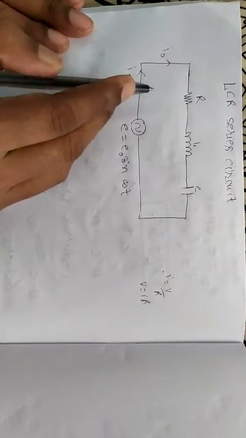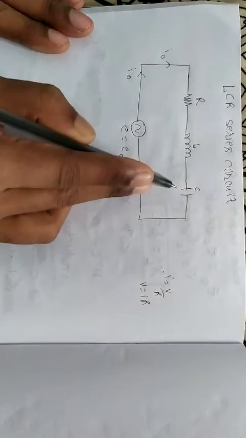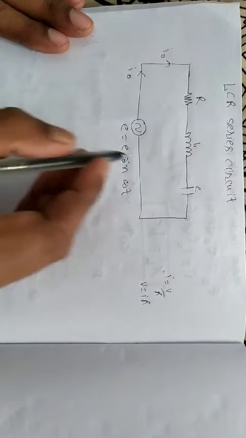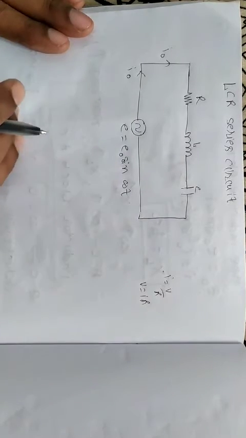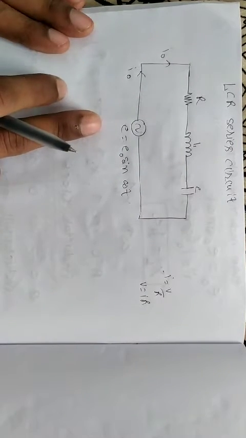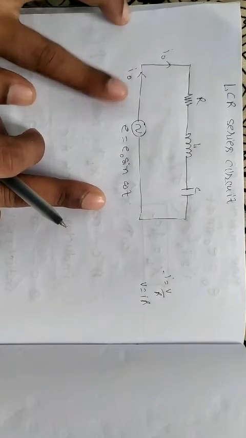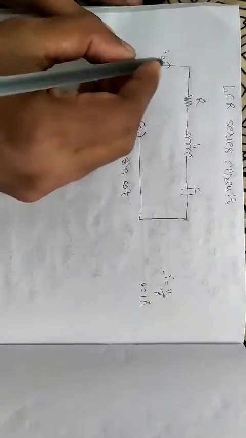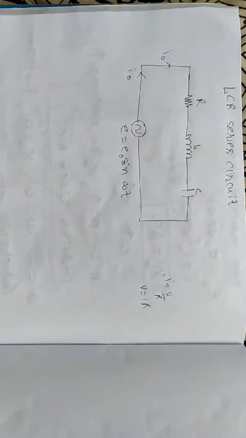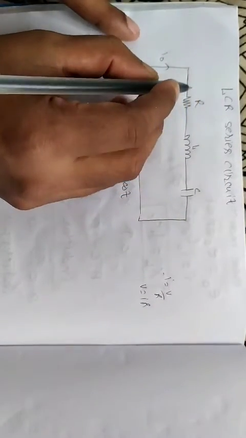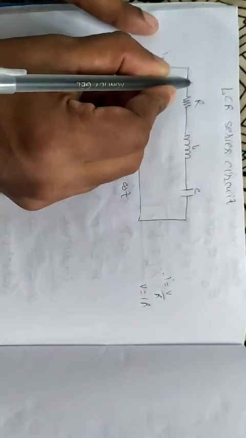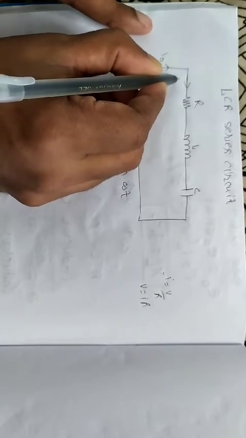Here we have connected a resistance, an inductor, and a capacitor in series. Suppose I have joined them with an AC source, and that EMF is equal to E naught sine omega t. Now suppose some current is going through this. Let's say I naught current is going. We know that current will be the same through each element. If here it is I naught, here it will also be I naught.